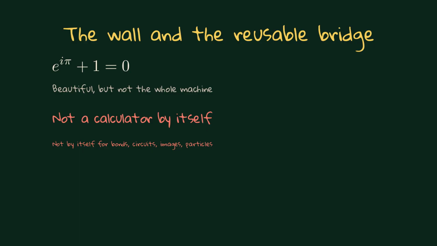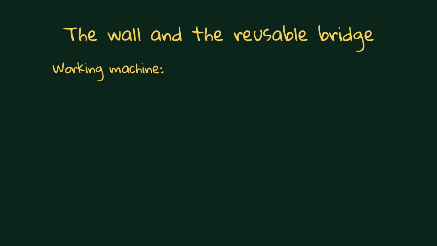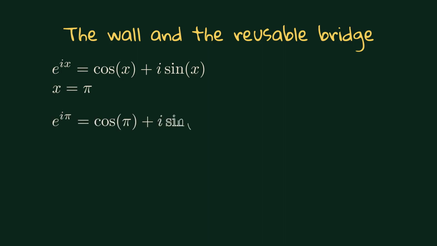You do not use it by itself to solve a circuit. You do not use it by itself to compress an image. You do not use it by itself to predict a particle. The identity is the postcard. The working machine is Euler's formula. That is, e to the ix equals cosine of x plus i sine of x. The identity is the special case where x equals pi.